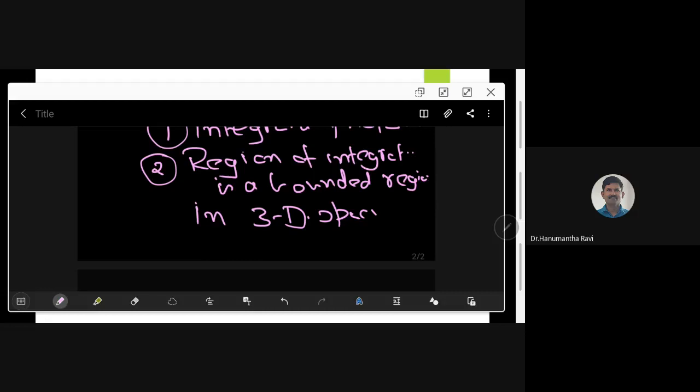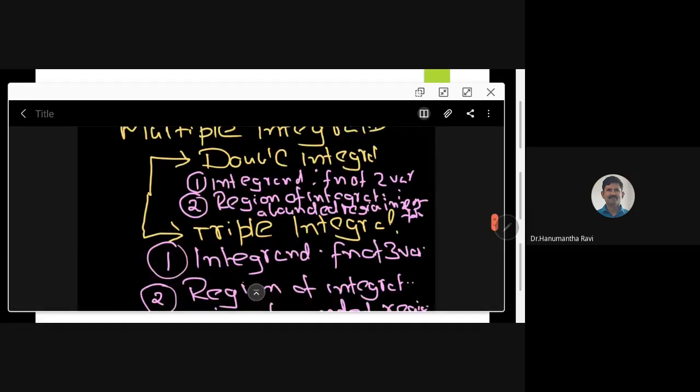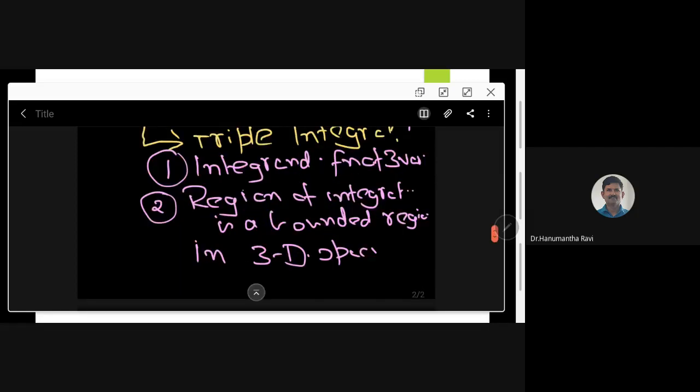So these are two examples of multiple integrals, double integral and triple integral. In the case of the double integral, the integrand is a function of two variables, and the region of integration is a bounded region which is a part of the xy plane. When it comes to the triple integral, the integrand is a real valued function of three variables, and the region of integration is a part of three-space.